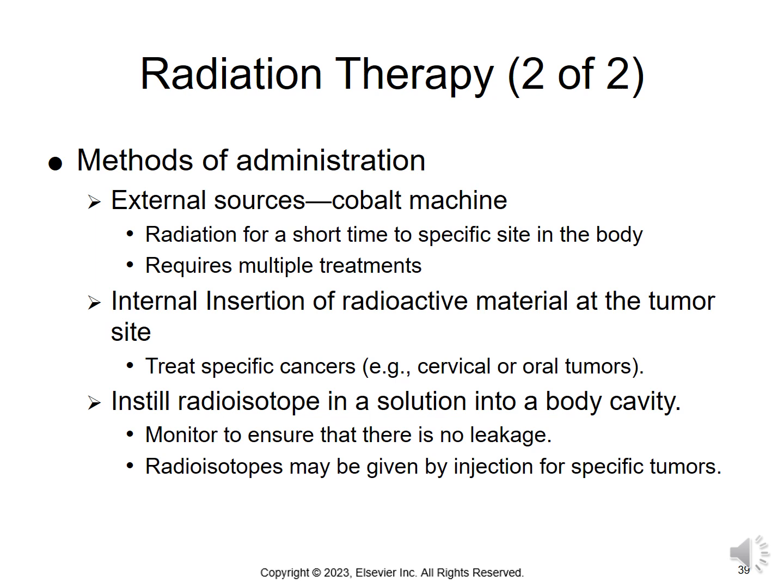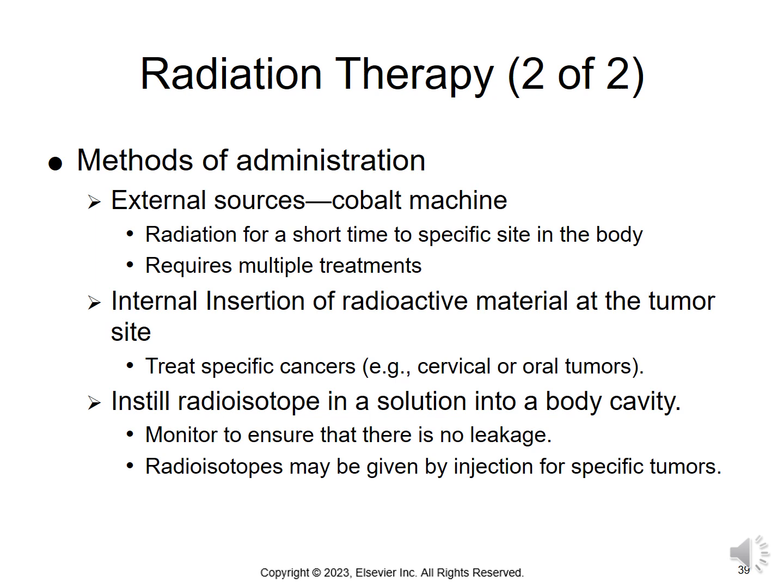Internal insertion of radioactive materials at the tumor site may be used to treat specific cancers, such as cervical or oral tumors. This is accomplished by sealing the radioisotope in a seed or a needle and implanting the device at the site. This therapy is known as brachytherapy. Brachytherapy is now being used to treat breast cancer in early stages when radioactive material is implanted in the surrounding tissue after removing the tumor.